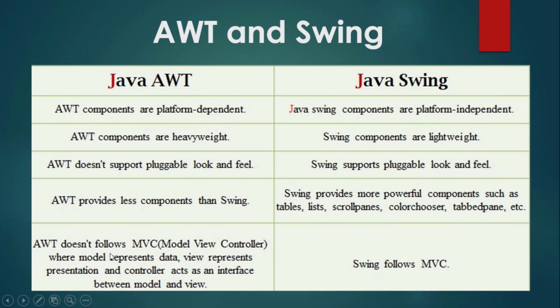The last difference is that AWT does not follow MVC architecture, that is model, view and controller architecture, where model represents your data, view is your GUI part, and controller is the logic part. This thing we are not having in AWT and it is followed in Swing. So these were certain differences.